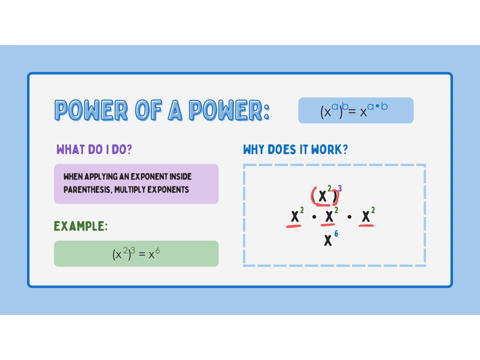So this would also be something like 2 to the 3rd to the 4th. So now you really have 2 to the 3rd times 2 to the 3rd times 2 to the 3rd times 2 to the 3rd. Now you're going back to that product rule where you really have 2 to the 12th power. You also need to have this memorized.